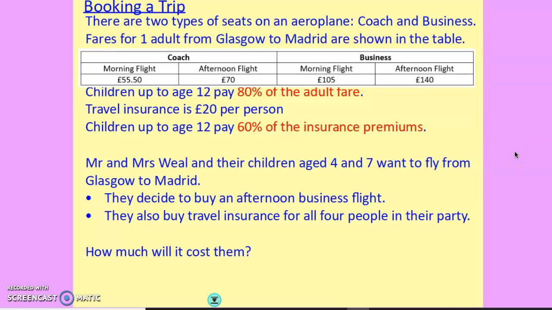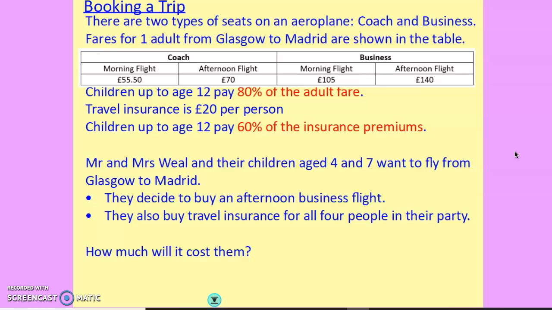We're going to have a wee look at booking a trip today then. Now, this doesn't contain any other maths other than percentages and a little bit of common sense, but when you're given so much information at one go, it can be tricky just picking out exactly what you need. Okay, so we'll go through a couple of examples and then I'll leave you to try some yourselves.